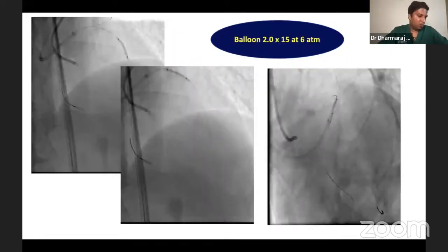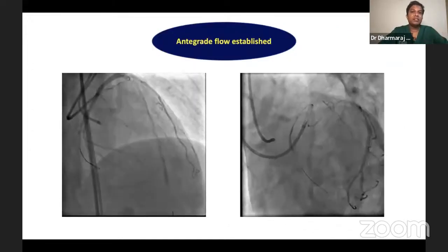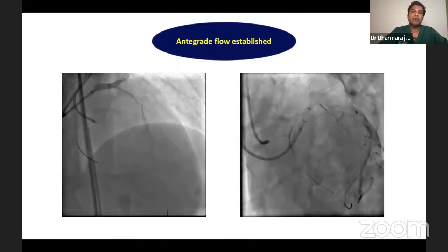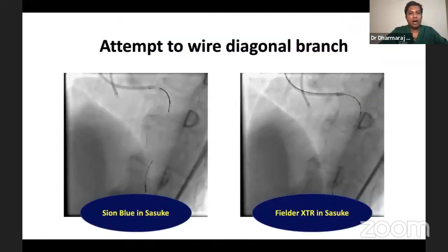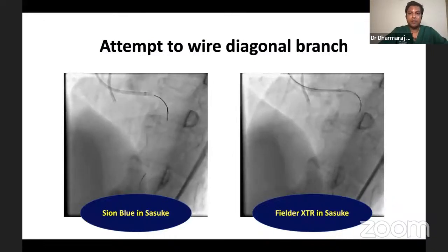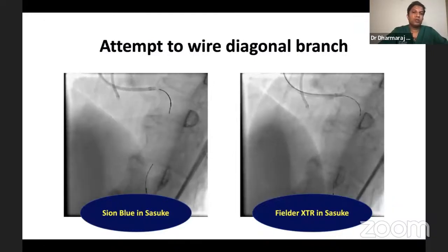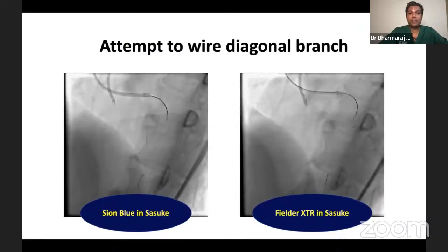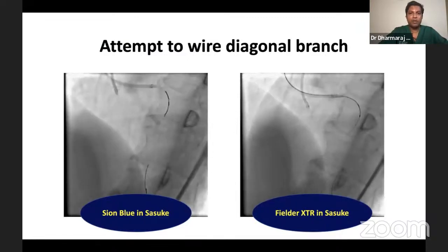So only then you balloon this vessel, and when you see antegrade flow with branches appearing in the CTO segment, you know you're most likely in the true lumen. I tried to wire the large diagonal branch at the distal cap, but I could not do it because of the dissection very close to that and this acute angle. So I gave up the attempt.